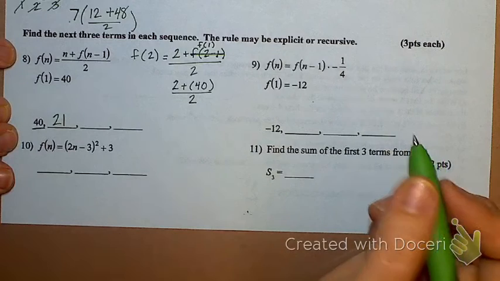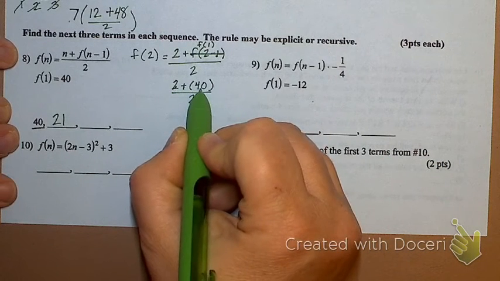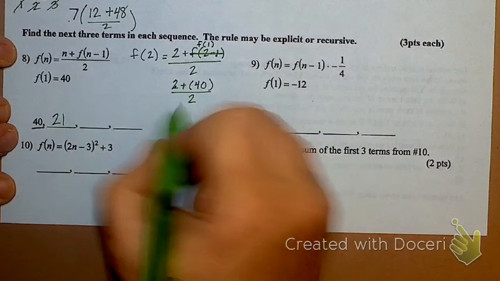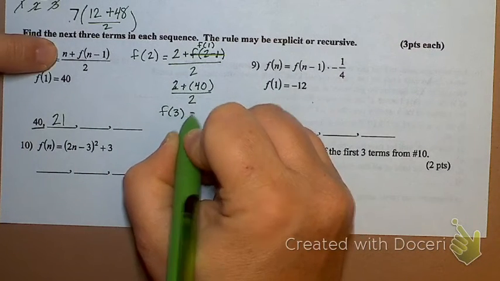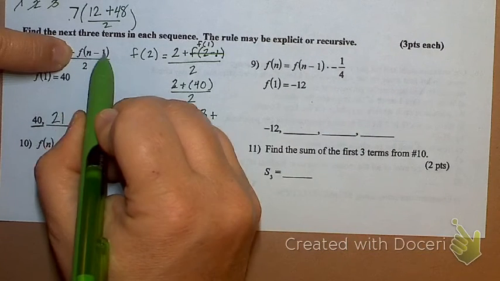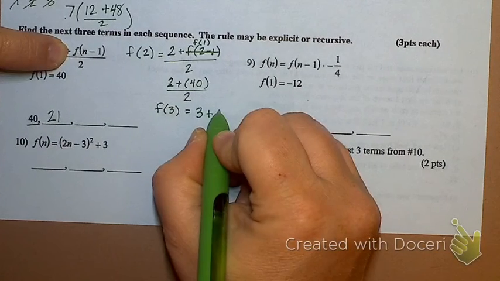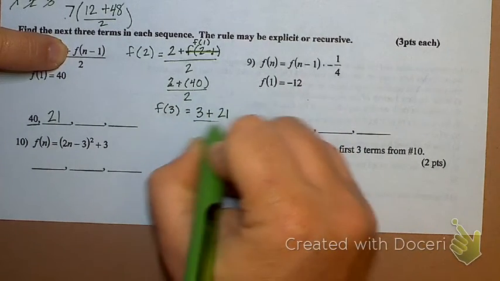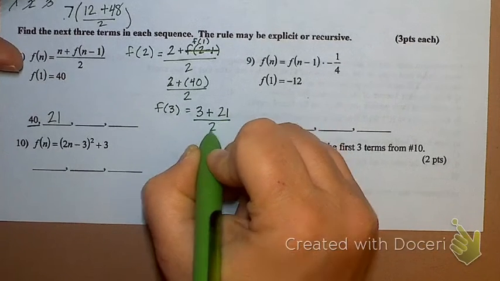So in other words, this formula is saying take the n value, add the previous term, and divide by 2. So how am I going to find f of 3? I would take 3, because that's what n is, plus f of 3 minus 1. That means take the second term, f of 2. What is f of 2? 21. And divide by 2. What is 3 plus 21? 24. Divided by 2 is?